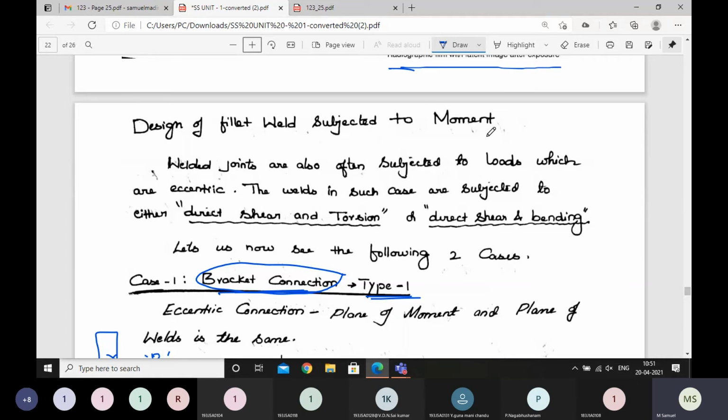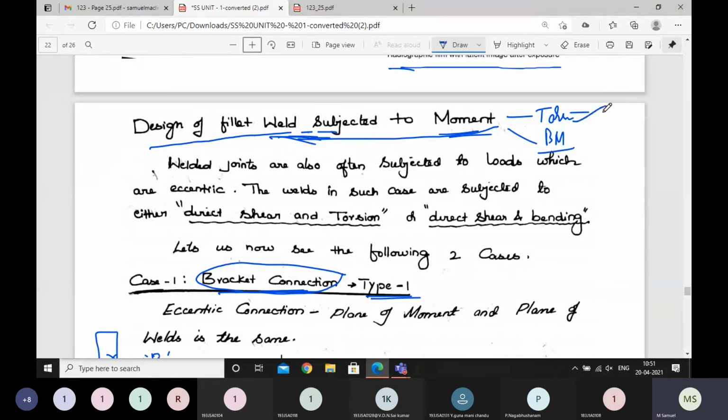Okay, so let me go into this. Today we are going to see the design of fillet weld subjected to moment. Why am I calling this fillet weld subjected to moment? In case of these bracket connections, moment is going to develop, torsional moment or bending moment. There are two types of moments, right? Torsional moment and bending moment. Both are different. This is because of twisting, torsion, and this is of bending.